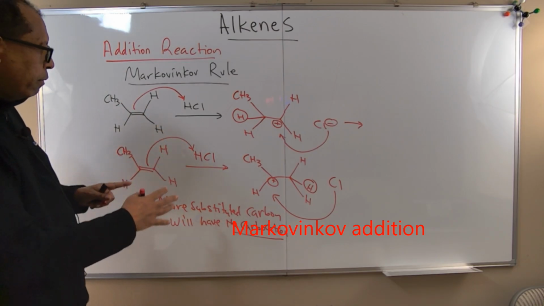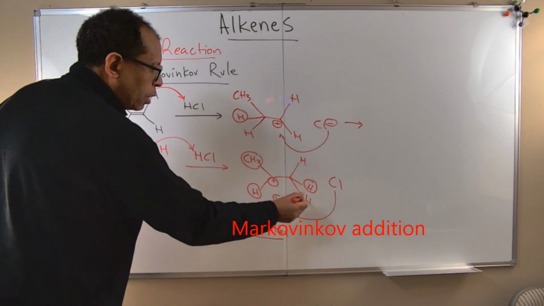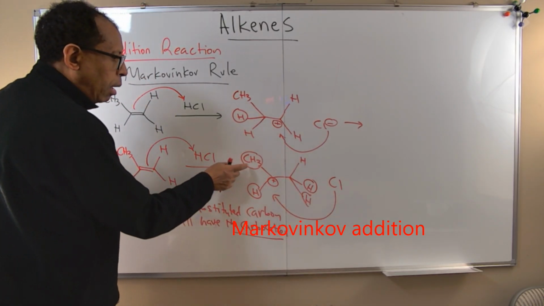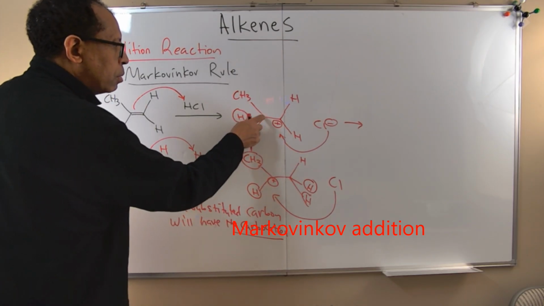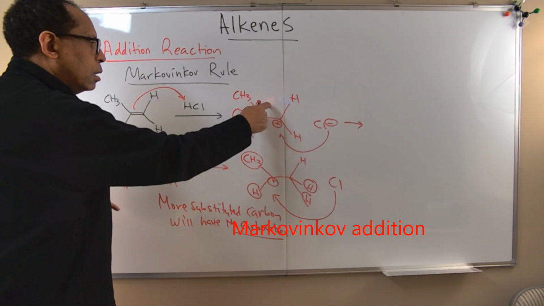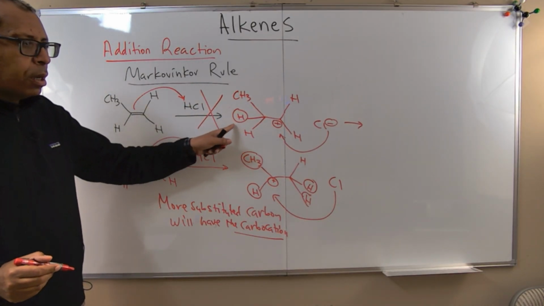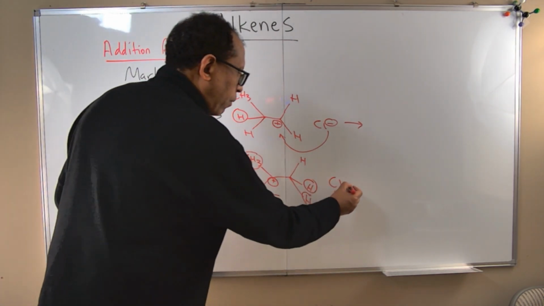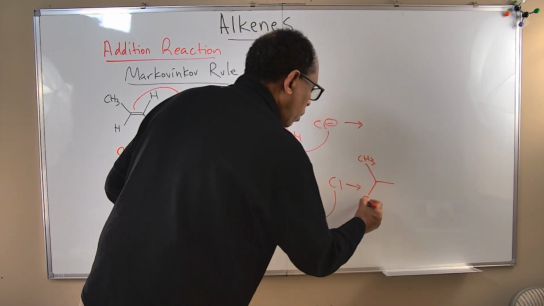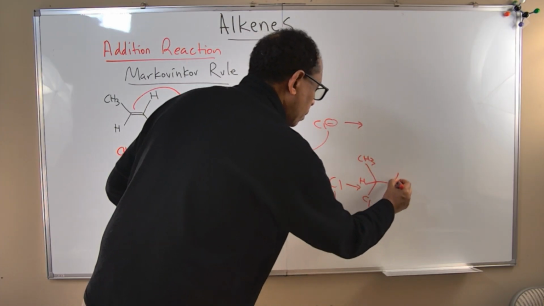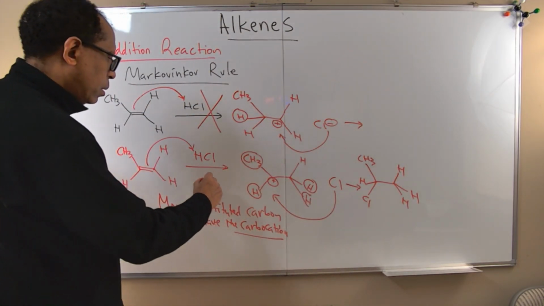So according to Markovnikov, this has a methyl group. This is hydrogen. This is hydrogen. So this is the more substituted carbon than that carbon. This is a more substituted carbon than that. So in this case, according to Markovnikov rule, this product would not form. Rather, what we form is this product where the chloride goes to the more substituted carbon. So this is how the addition should go.